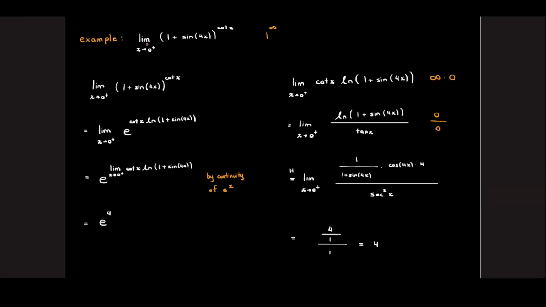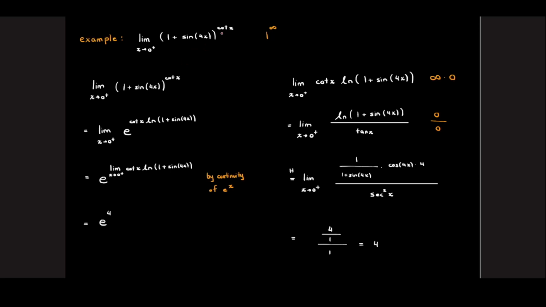For the next example, we're taking a look at the limit as x approaches 0 from the right-hand side of 1 plus sine of 4x, all of this raised to cotangent of x. So a pretty complicated looking limit. So the first thing you should do is try to plug in 0 to see how the base and the exponent behave. In this case, when you plug in 0, sine of 0 is just 0. So the base is approaching 1 plus 0, which is just 1. The base is approaching 1.